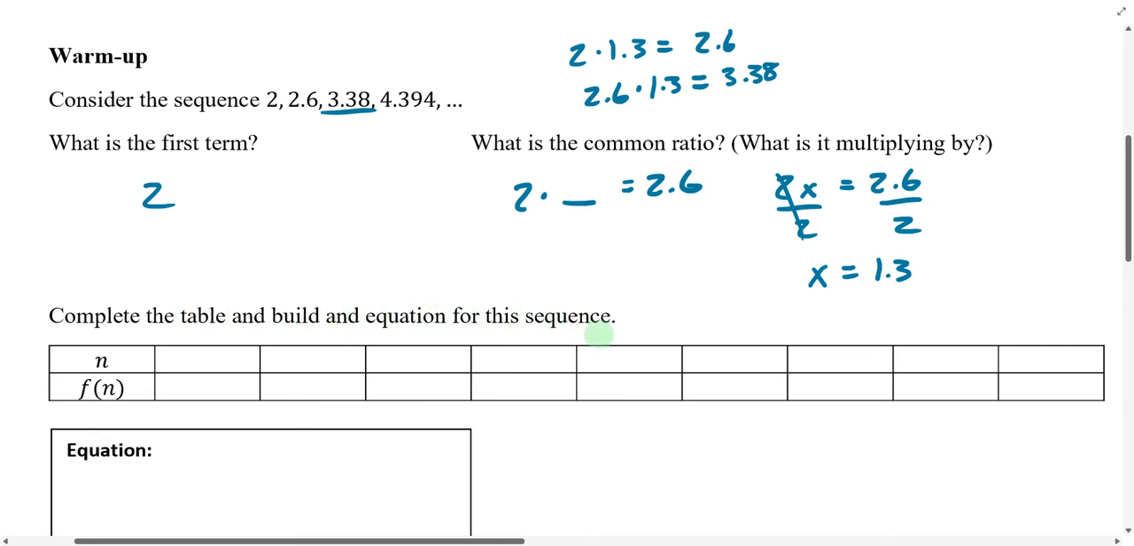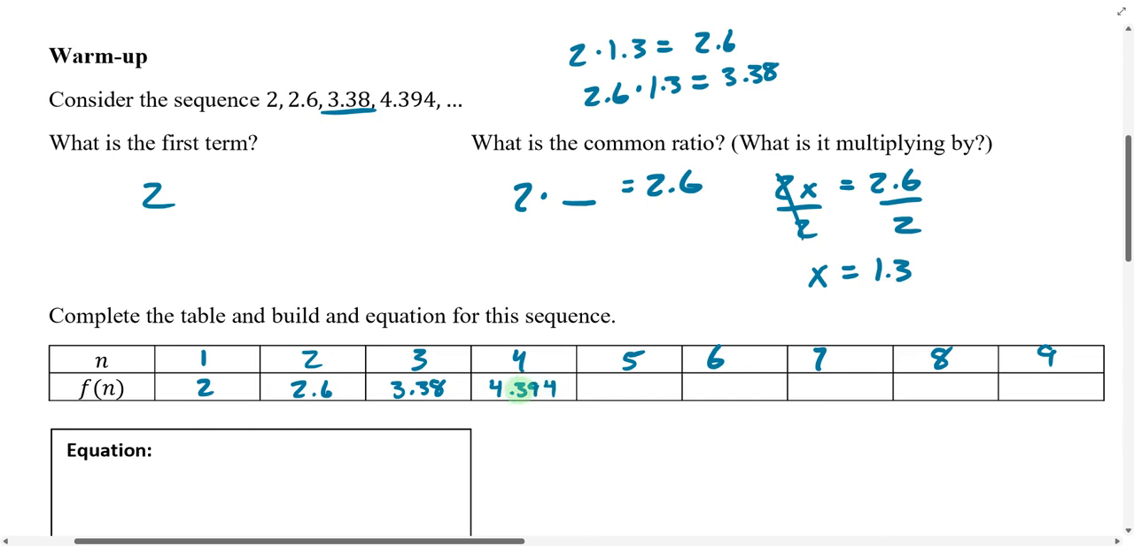It says complete the table and build an equation for this sequence. So no problem. I'm going to do 1, 2, 3, 4, 5. All right, we're just setting up our table like the ones that we saw yesterday in the notes. And we already have the first 4 term values right here. So I can just go ahead and fill those in. This is going to be 2, 2.6, 3.38, and then 4.394.